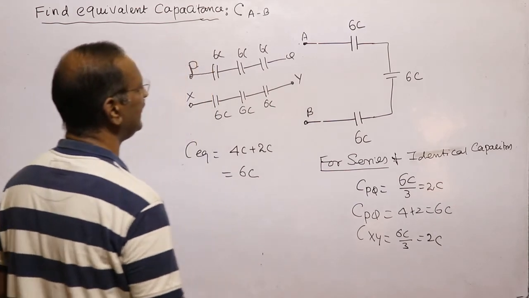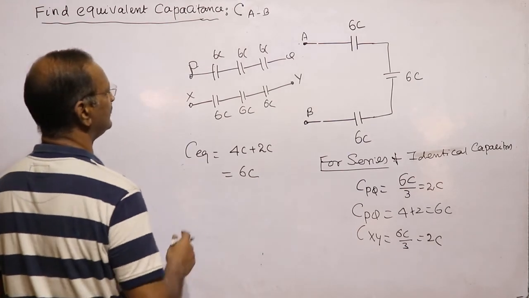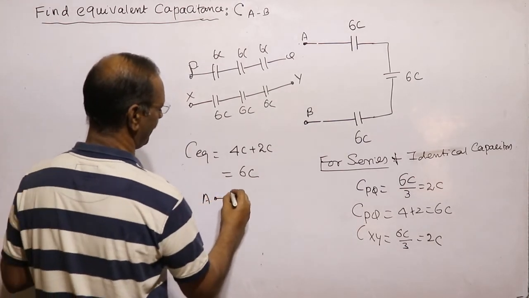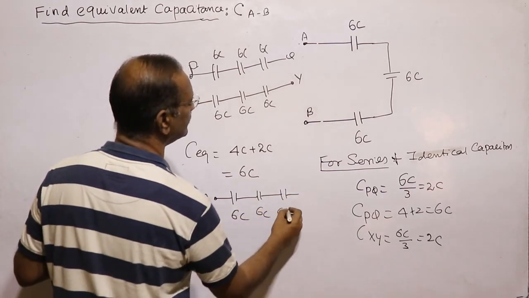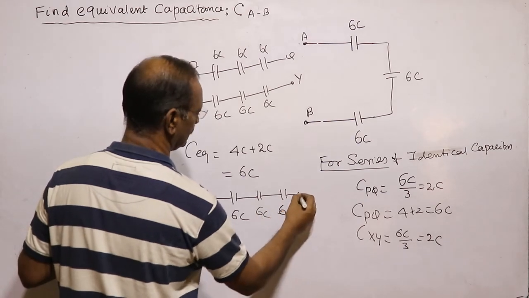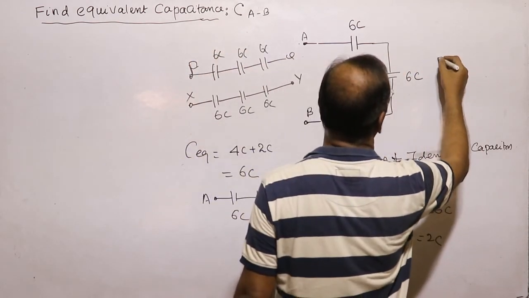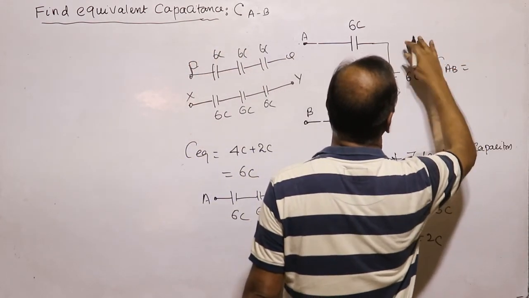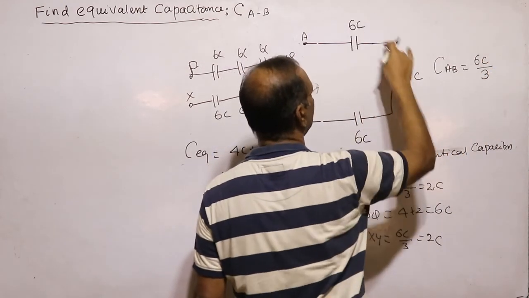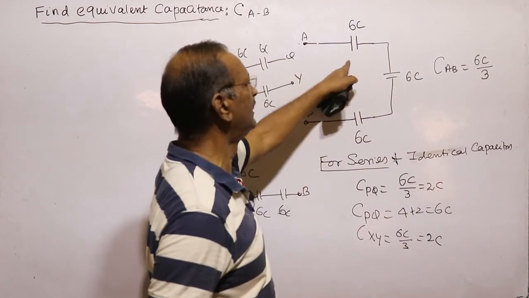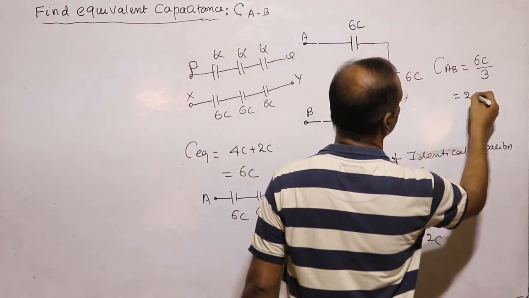Now between A and B, 3 capacitors are in series. So 3 capacitors are in series between A and B, each 6C. This can be converted into any one of the capacitors. C between A and B is equal to any one of the capacitors divided by the number of capacitors, 1, 2, 3. It is only for identical capacitors that we can use this formula. So 6C divided by 3 is equal to 2C.